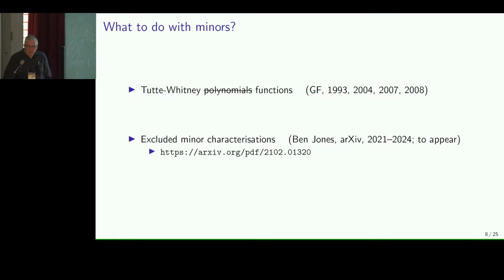And when you've got a theory that generalizes matroids, where you've got some duality, some ranks, some minors, especially, what do you do with them? My first introduction to this area was to try to develop a theory of Tutte-Whitney polynomials or functions, because the exponents aren't always non-negative integers, and that developed in a series of papers.